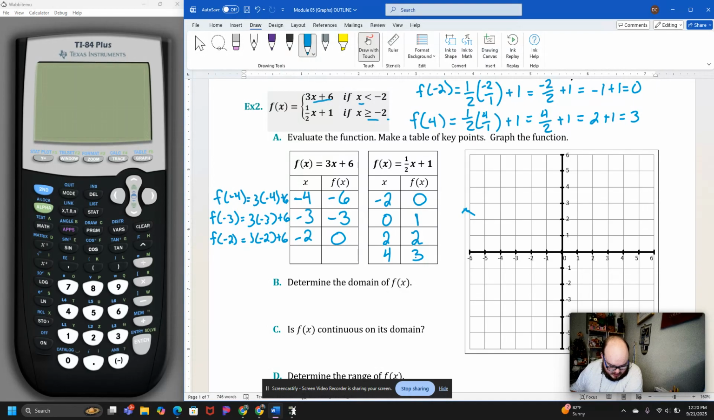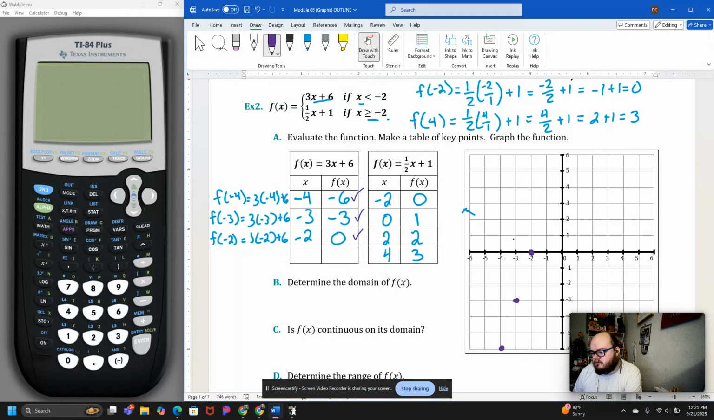So I'm going to start at negative 4 and negative 6. Okay, let's change, call it that, negative 4, and down here to negative 6. It's my first point. Okay, and I'm going to give it a little check to remind me that I drew it. Negative 3 and negative 3, down to negative 3. Give it a little check. Negative 2 and 0. Give it a little check.